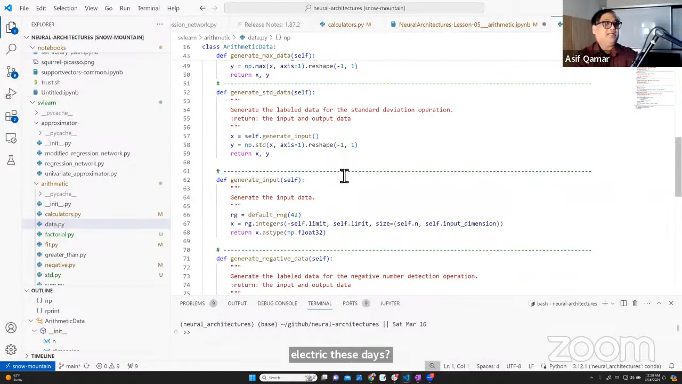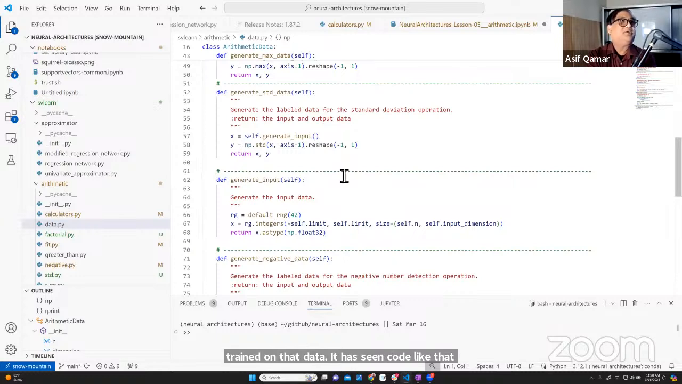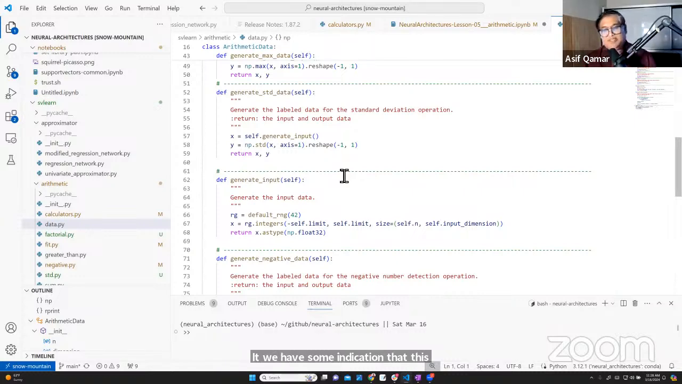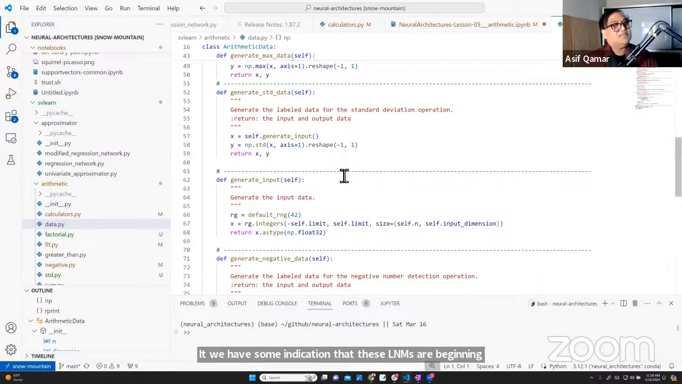And so it is trained on that data. It has seen code like that. So therefore, as a next word prediction engine, it has come out with that solution. It is not a reasoning engine. At least we have some indication that these LLMs are beginning to reason. These are emergent abilities in large models. And again, it is a highly debated topic.